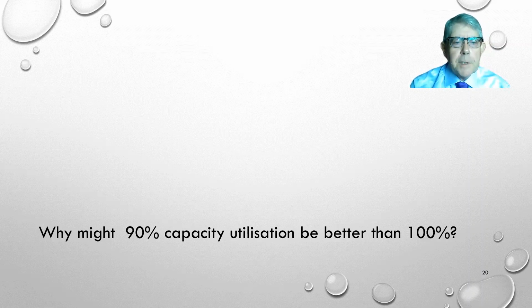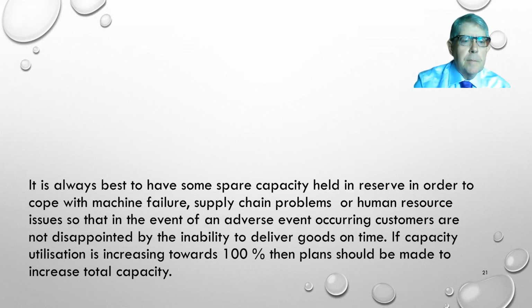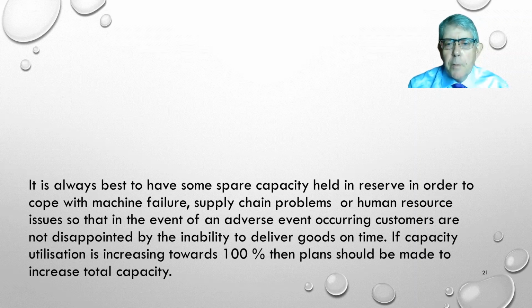Why might 90% capacity utilisation be better than 100%? It is always best to have some spare capacity held in reserve in order to cope with machine failure, supply chain problems, or human resource issues, so that in the event of an adverse event occurring, customers are not disappointed by the inability to deliver goods on time. If capacity utilisation is increasing towards 100%, then plans should be made to increase the total capacity.